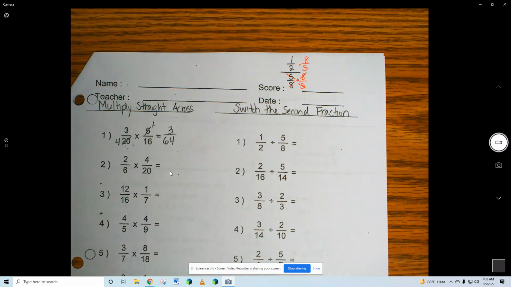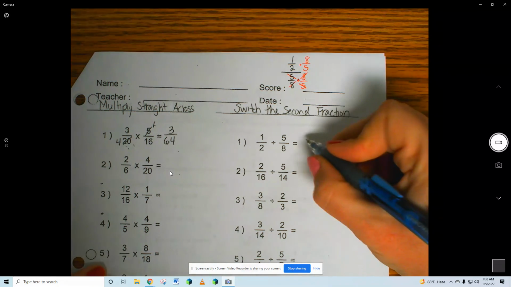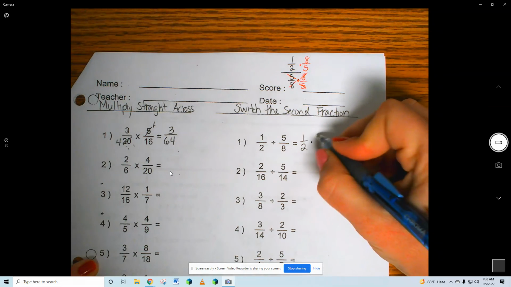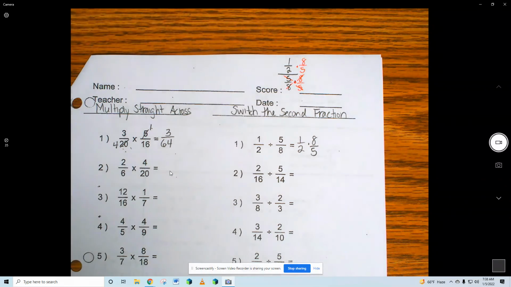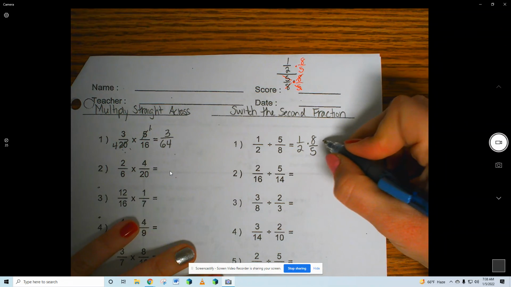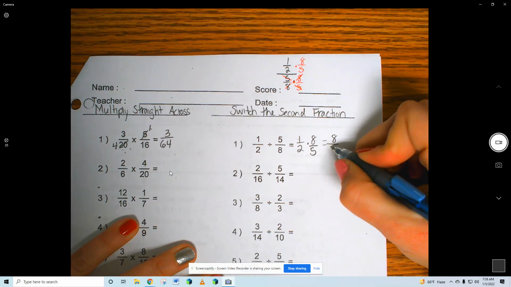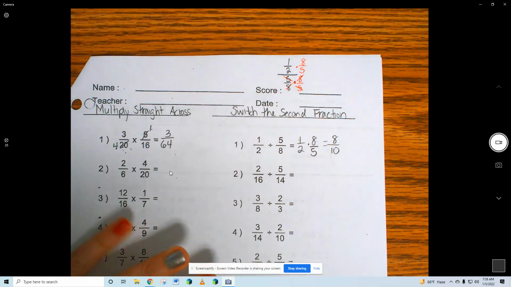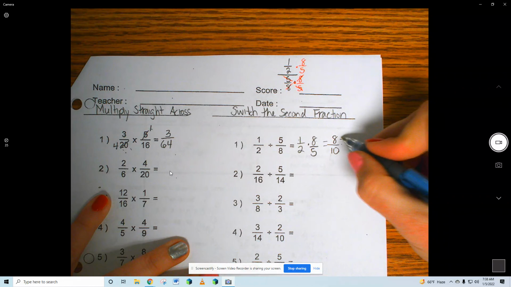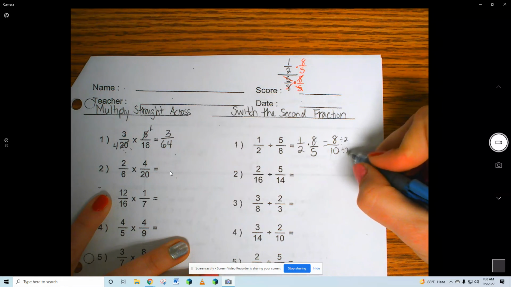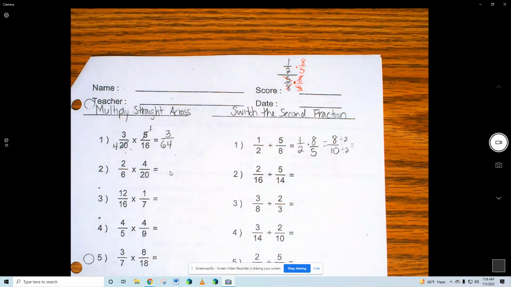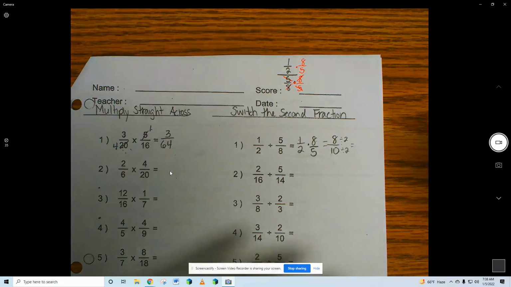So now it's a multiplication problem with 8/5. And I can multiply straight across. 1 times 8, 8. 2 times 5, 10. 8/10. Divide by 2. Simplify fractions. 4/5.